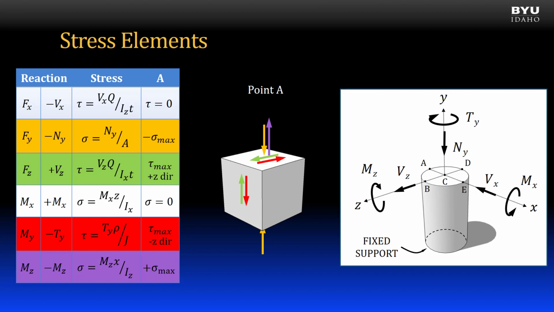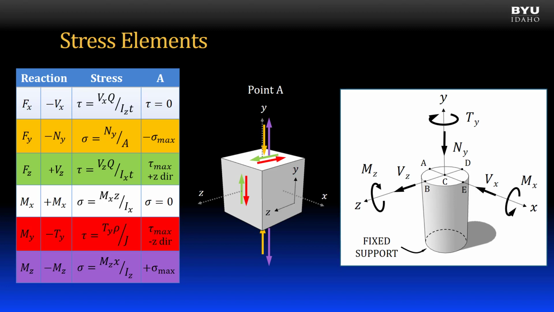Last is the moment about the z-axis. It causes positive normal stress, or tension stress, at point A. The stress is normal to the cross-section, so it is acting in the y direction. I show the arrow as pointing out from the top surface of the element. A corresponding arrow is shown on the opposite side for balance. The two normal stresses are canceling each other out to some degree.